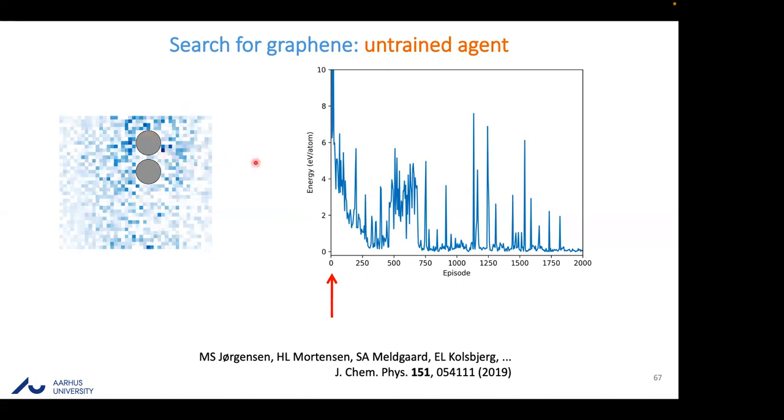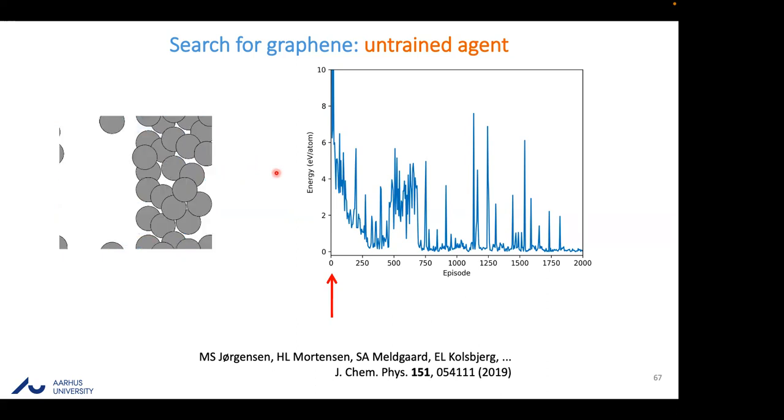Now this one is the darkest. Then it places one there and so on. So it does whatever it codes for itself at this point in time. And this point in time is the very first episode. The neural network is just random numbers so far. And this is the structure we get. And it has an average energy of 10 eV per atom, which is a ridiculously high number.